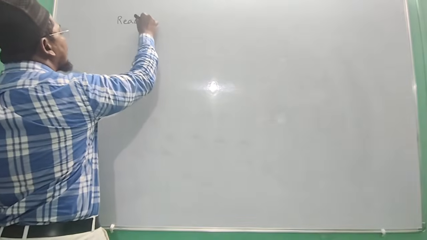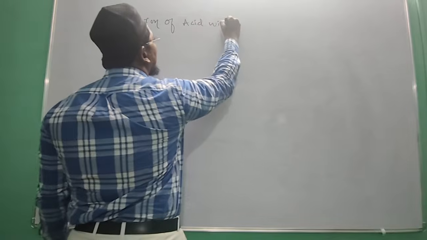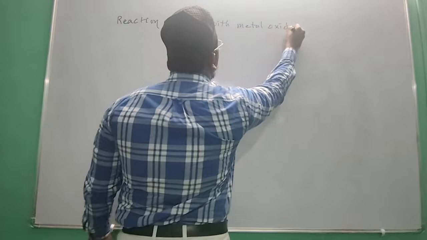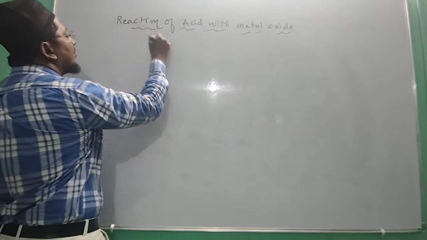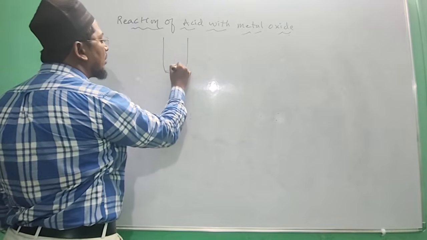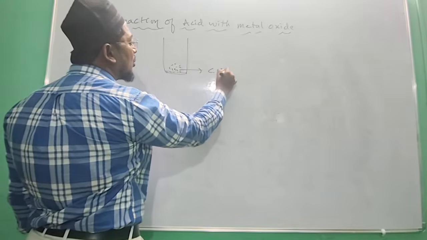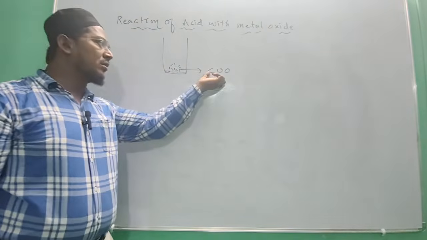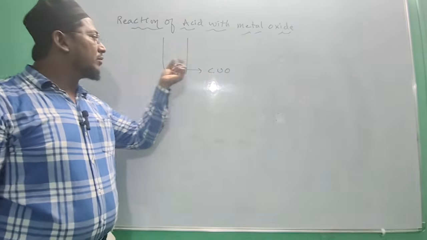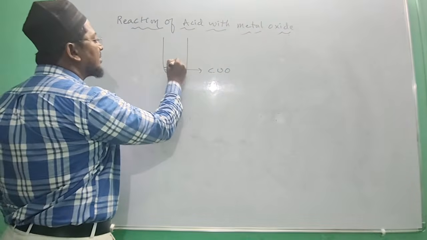Reaction of acids with metal oxide. Example: we have to take in a small beaker copper oxide powder, CuO. The molecular formula of copper oxide is CuO. We have to take the powder in a beaker and add dilute HCl.